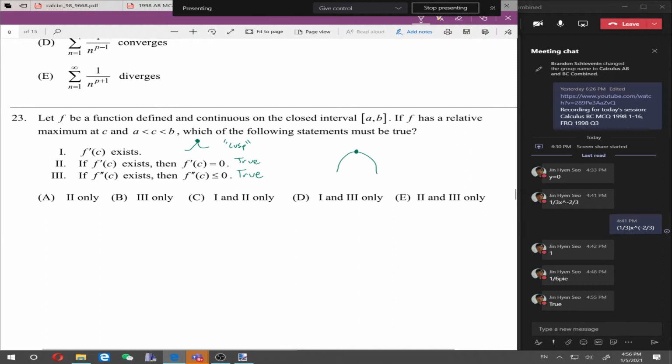All right, so I want to know which statements must be true. So 2 and 3 must be true. So that is E. Any questions on 23?